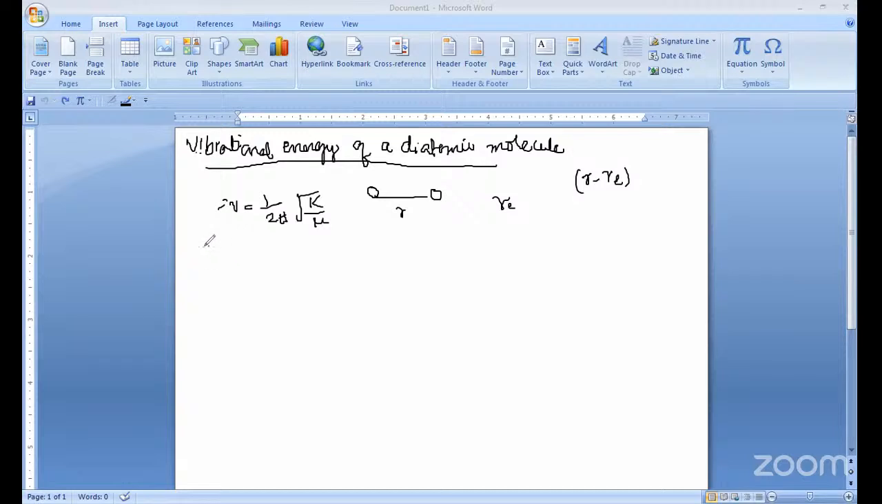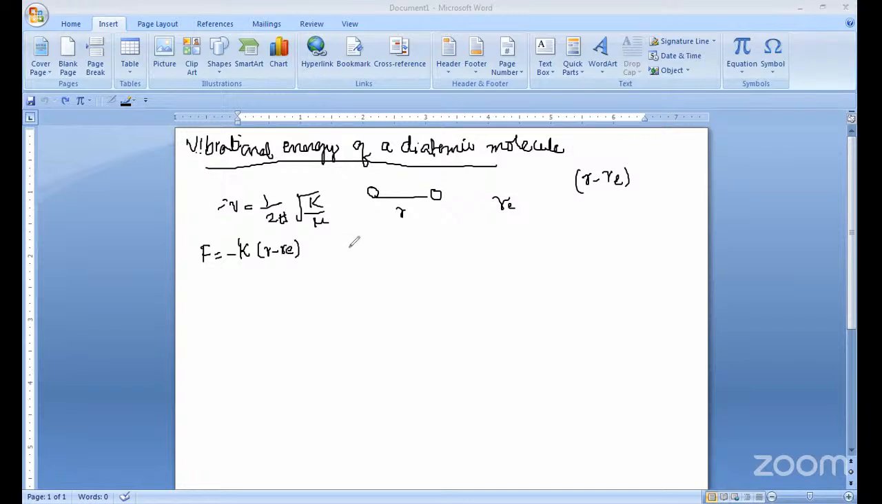So here we can write F is equal to minus K, where K is the force constant. In place of X, the displacement, we can write R minus Re. So F is equal to minus K into (R minus Re), which is minus Kx, for one individual atom.